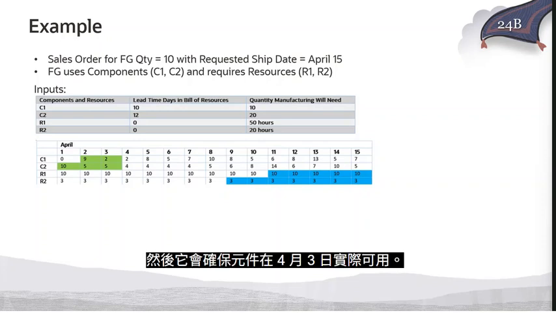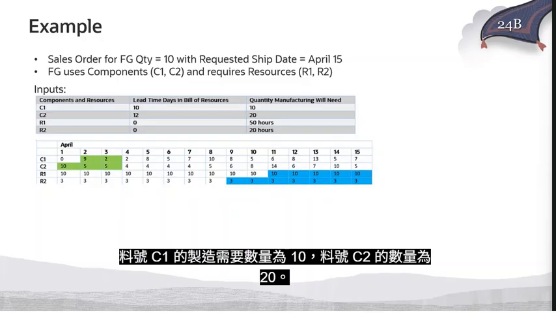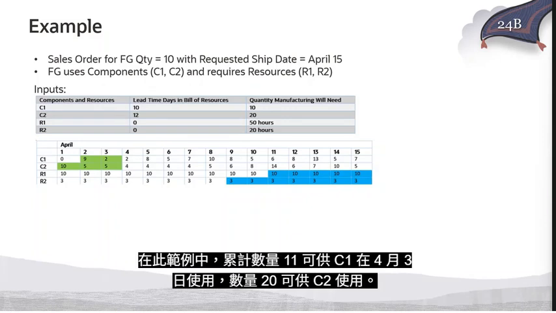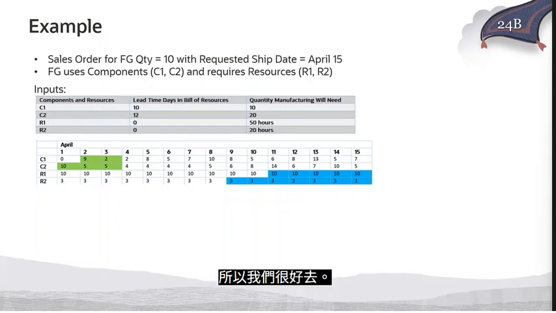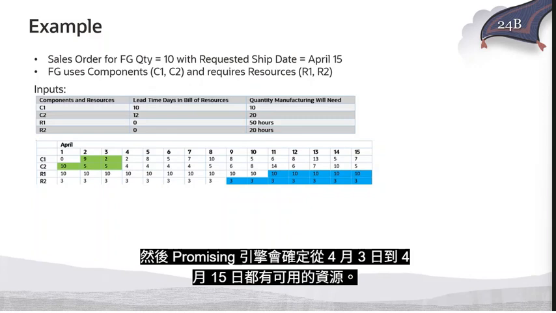Then it makes sure that the components are actually available on April 3rd. Manufacturing requires a quantity of 10 for item C1 and a quantity of 20 for item C2. In this example, a cumulative quantity of 11 is available for C1 on April 3rd, and a quantity of 20 is available for C2. So we're good to go.